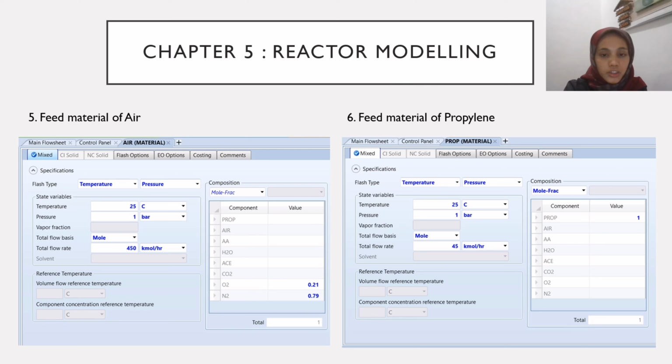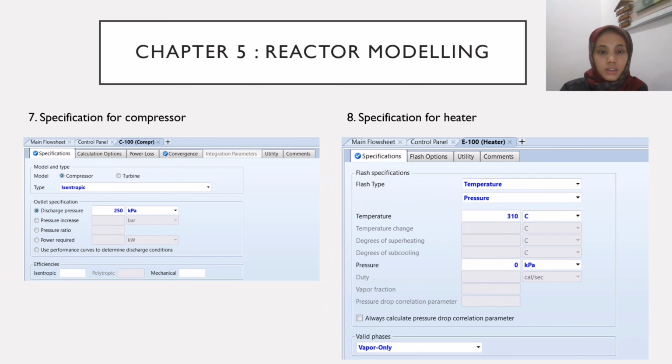For the feed material of propylene, the flow rate is assumed to be 45 kmol per hour for total flow rate, with pressure 1 bar and temperature 25 degrees. The mole fraction is only 1 for propylene. Next, step number 7 is the specification for compressor. The compressor type is isentropic with discharge pressure estimated as 250 kPa. For the heater, the temperature was set to 310 degrees with zero pressure drop. The valid phase was vapor phase.